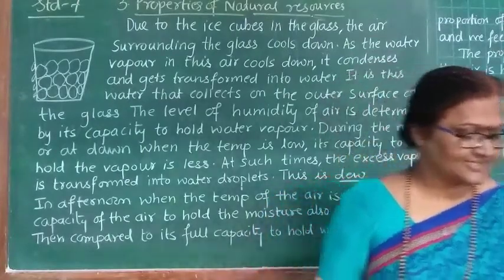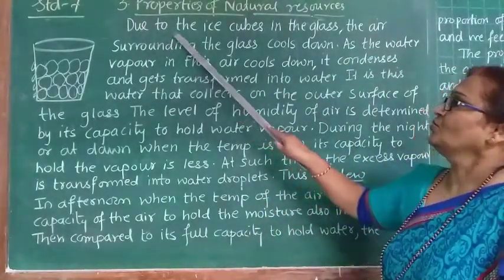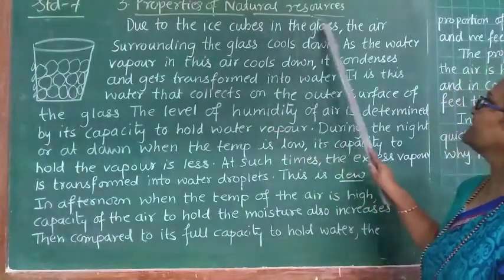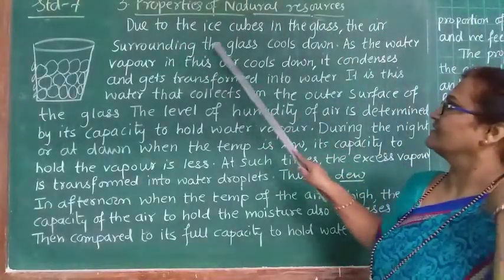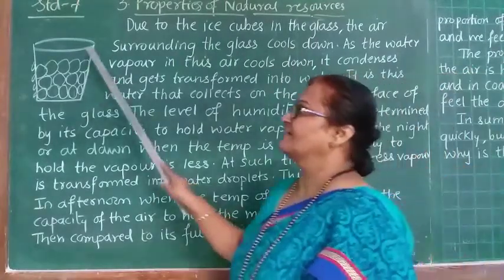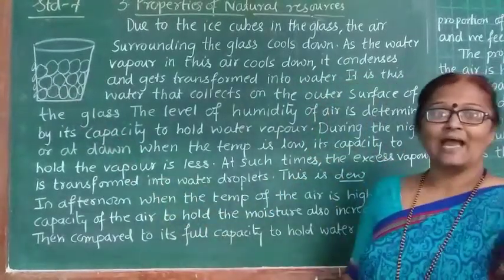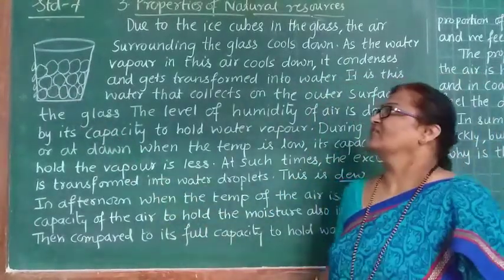So what does this tell us here? See here, due to the ice cubes in the glass, the air surrounding the glass cools down. So what you have to do? You have to take a glass. In that glass, you want to take an ice cube. So what happens after this? That we are going to see.